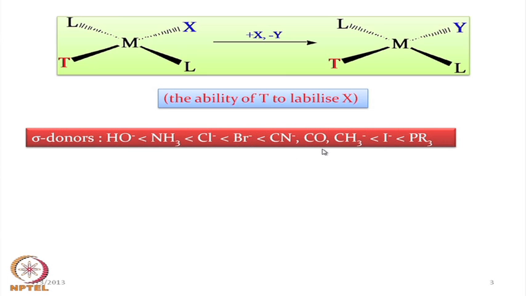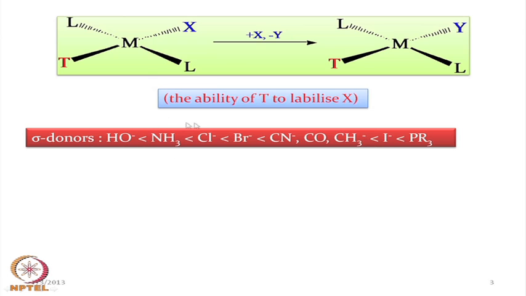So, the way we know the sigma donor ability of the groups, we have formed in the spectrochemical series. During the framing of the spectrochemical series, we have seen that we can arrange the sigma donor ability of the ligands, which is higher for PR3, the trialkyl phosphine, and which is less for the hydroxide ion. Then ammonia is greater, then Cl minus is higher than ammonia, then bromide, then cyanide, then carbon monoxide, then methide ion and the iodide ion.